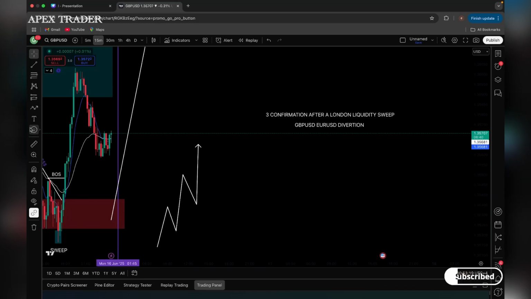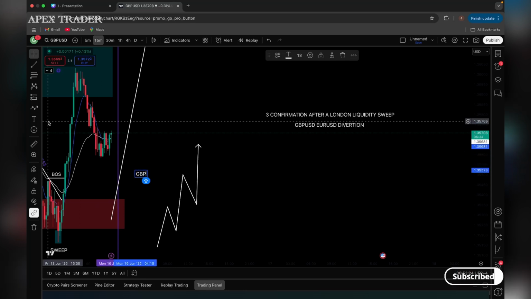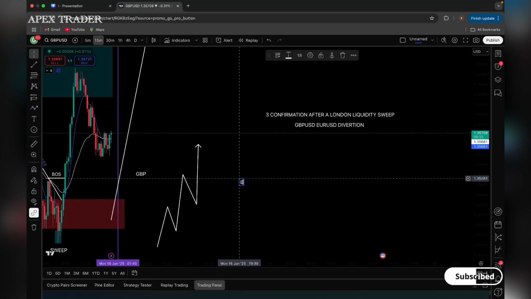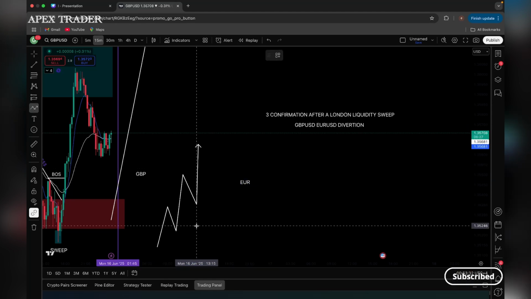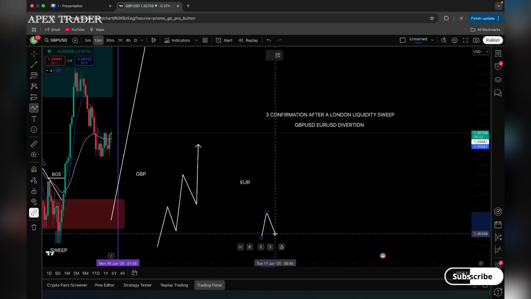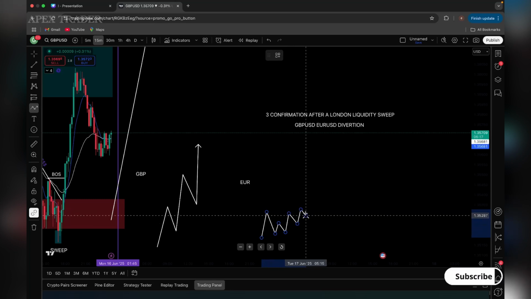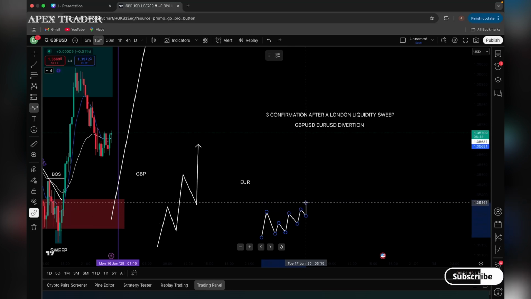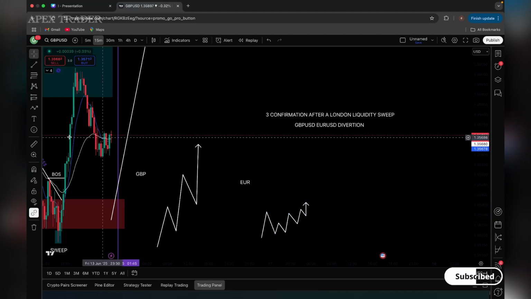GBP, wait, let me write here, GBP, euro. Okay, GBP is going up, it's trending. And what EUR USD is doing, it's a bit sideways. Okay, it's going slowly up. So what is this? It's showing GBP has more strength than EUR. So what can happen? Some people will think, oh, it's not a good trading day, but it's the best trading day if you get something like this.